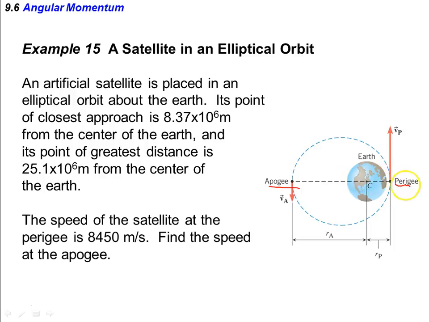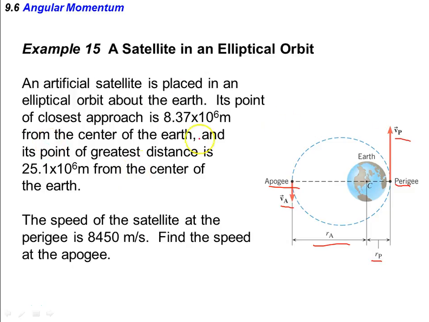So our angular momentum at each point is going to be constant because we have a bigger radius. That means a bigger moment of inertia. That means we need to have a smaller speed. So when we have a smaller radius, smaller moment of inertia, we need a bigger speed.